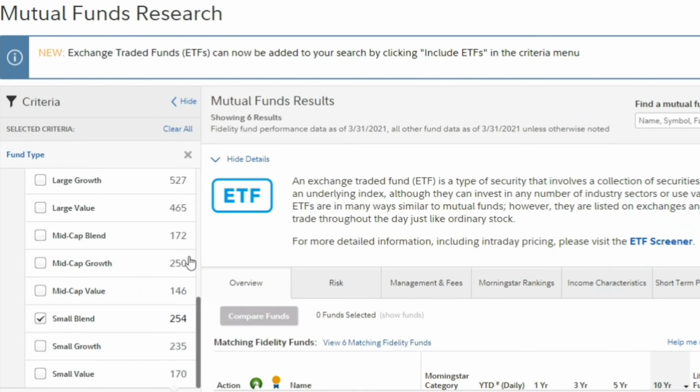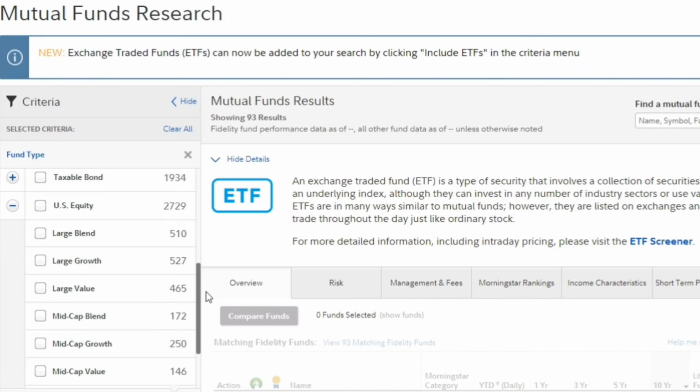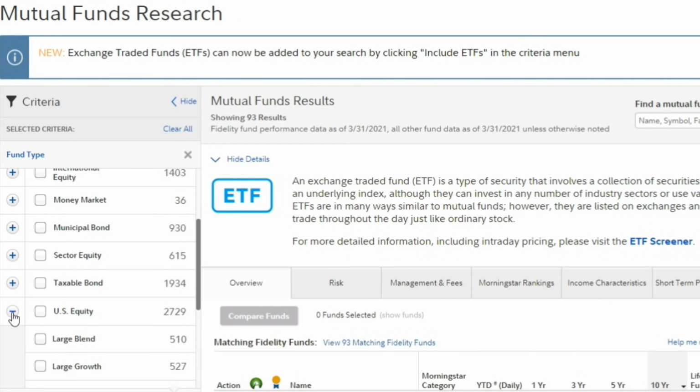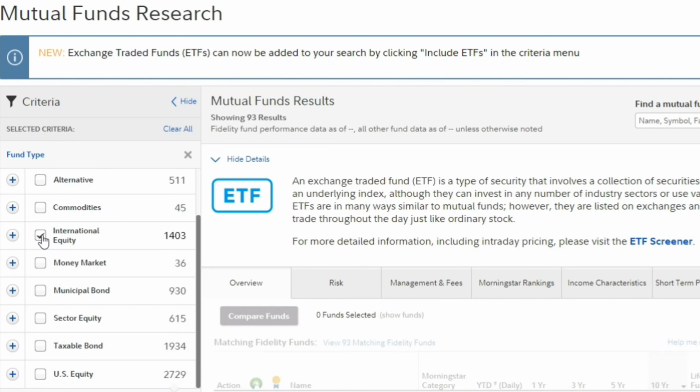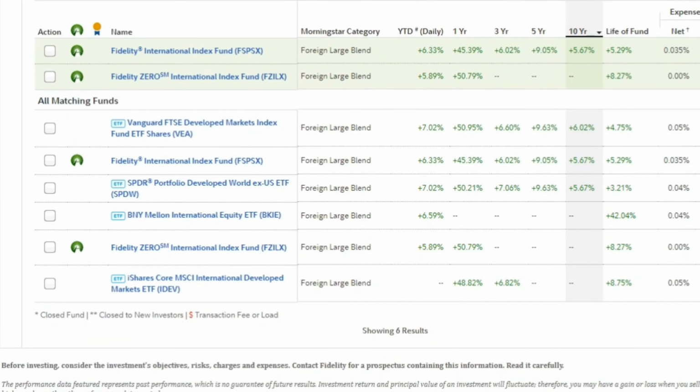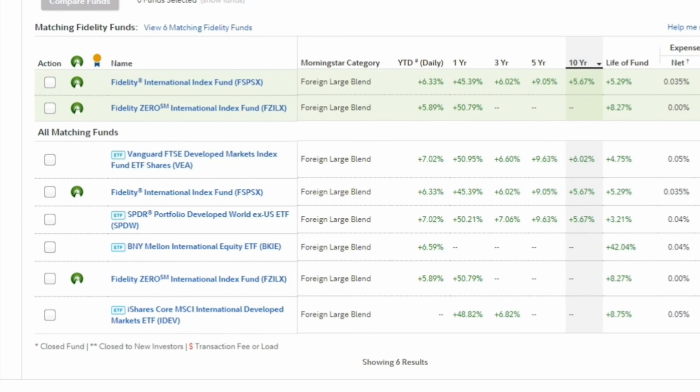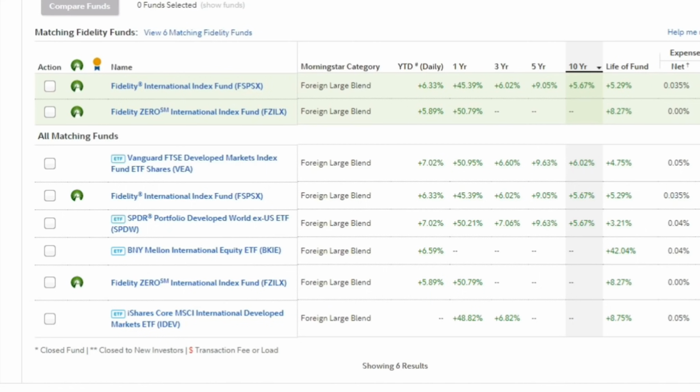Coming back over here to the screening criteria, let me get rid of small blend, and we'll switch it over from US equity. And we're gonna flip it over to international equity. Same criteria, otherwise we've got the low expense ratios, and you can see here, not a lot of options available to us, but the one that I ended up choosing was the Fidelity Zero International Index Fund, which is known as a zero expense ratio fund. All the other funds here had at least an expense ratio of 0.035%. I could have chosen Fidelity International Index Fund, but I went with Fidelity Zero here.